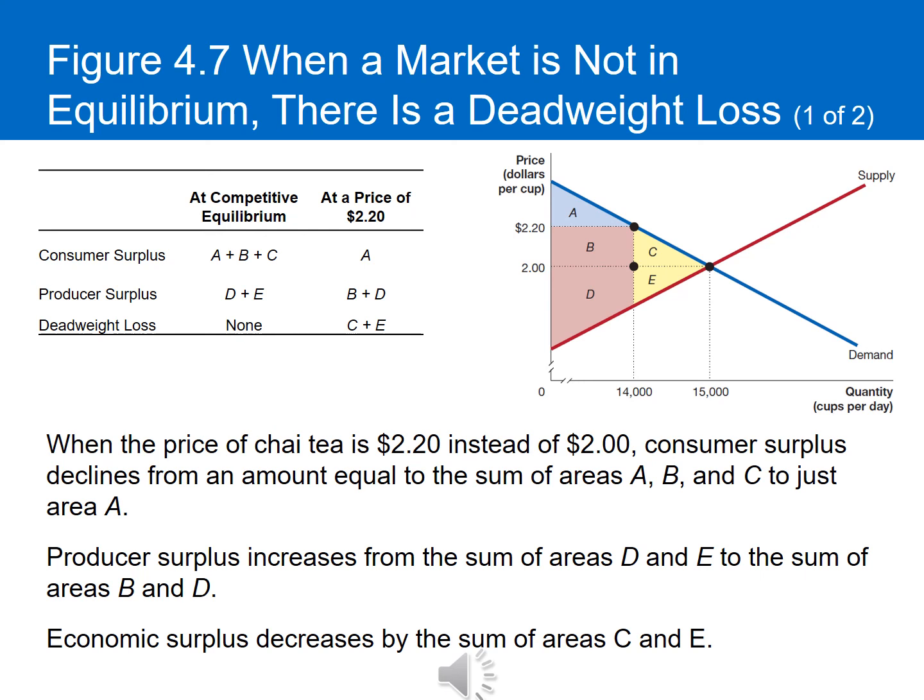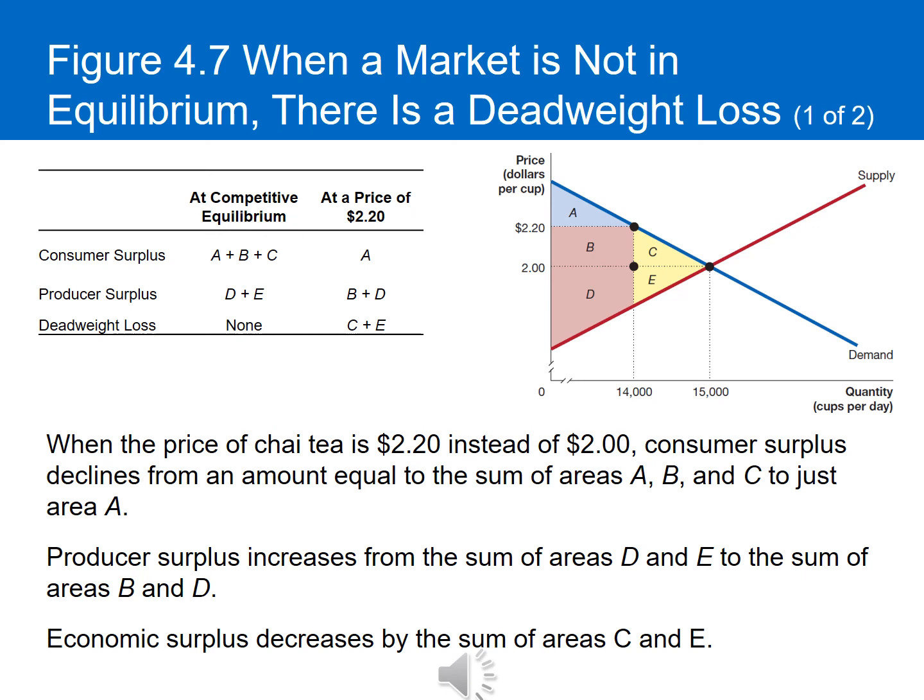and below the price. Now, areas C and E are going to be deadweight loss. They are no longer part of the consumer or producer surplus because there are only 14,000 cups of tea being sold. Because those units are going unsold, the potential benefit to producers and consumers in the economy is being lost forever. And that's why we call it deadweight loss.